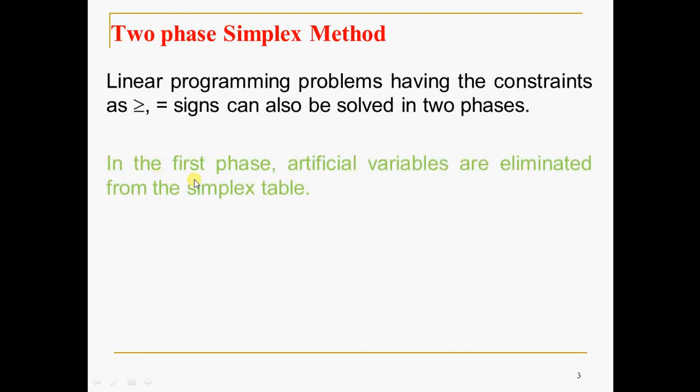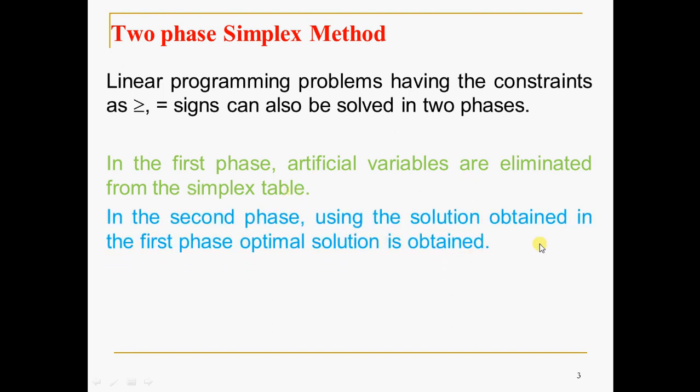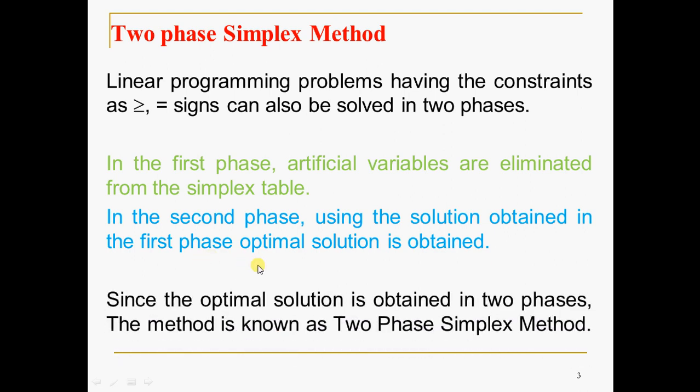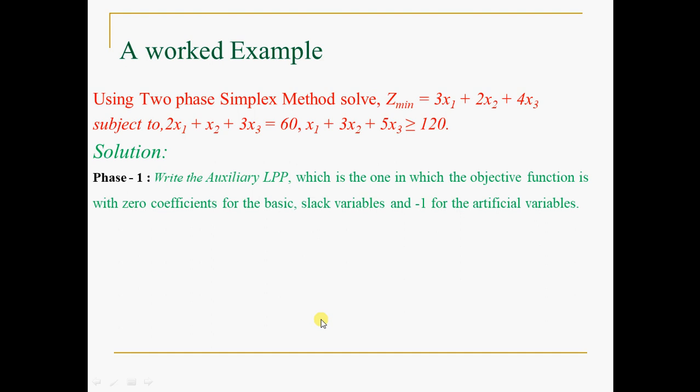So what is this two-phase method? Whenever the constraints are of greater than or equal or equal signs, then like the big M method, you have one more method to solve such LPPs. The two-phase method is one such method, where artificial variables are eliminated in the first phase, and using the solution obtained in the first phase, that is in the last simplex table, the optimal solution will be obtained. Because the optimal solution is obtained in 2 different phases, this method is known as the two-phase simplex method.